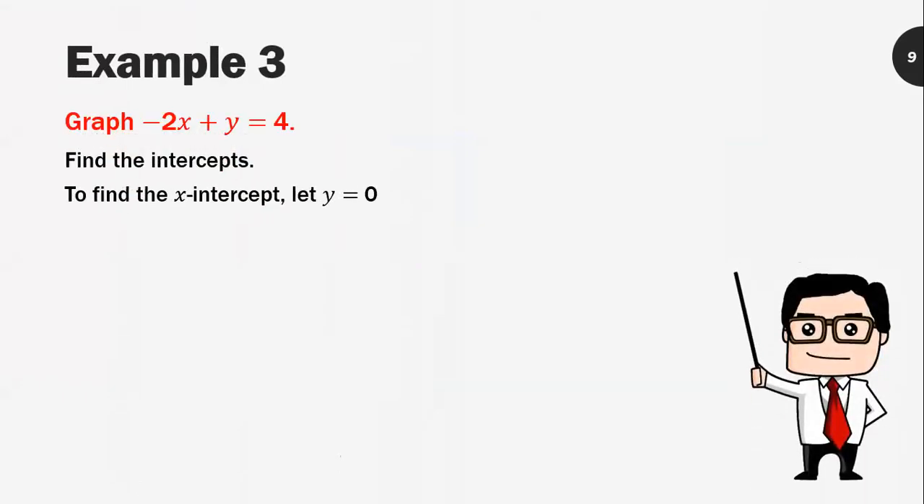Graph negative 2x plus y equals 4. First, find the intercepts. To find the x-intercept, we will substitute y with 0, because all the y values on the x-axis are always 0. So negative 2x plus y equals 4 becomes negative 2x equals 4, and x is negative 2.